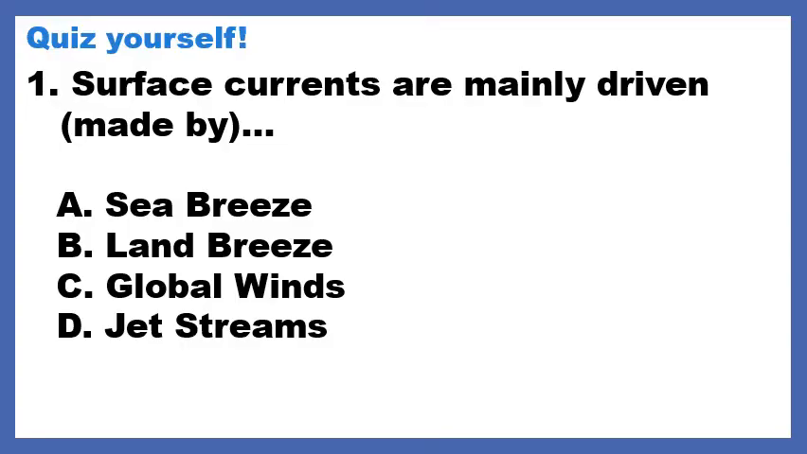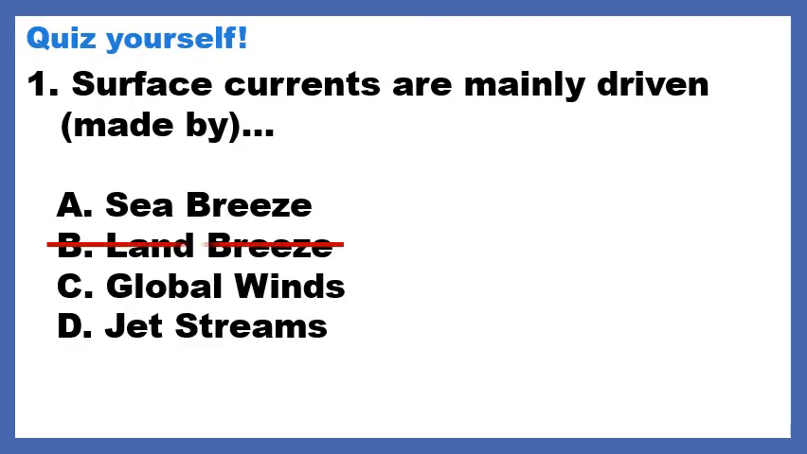Okay, Adele mode off. Let's start off with a little quiz. Surface currents are mainly driven or made by A. Sea breeze, B. Land breeze, C. Global winds, or D. Jet streams. 5, 4, 3, 2, 1.